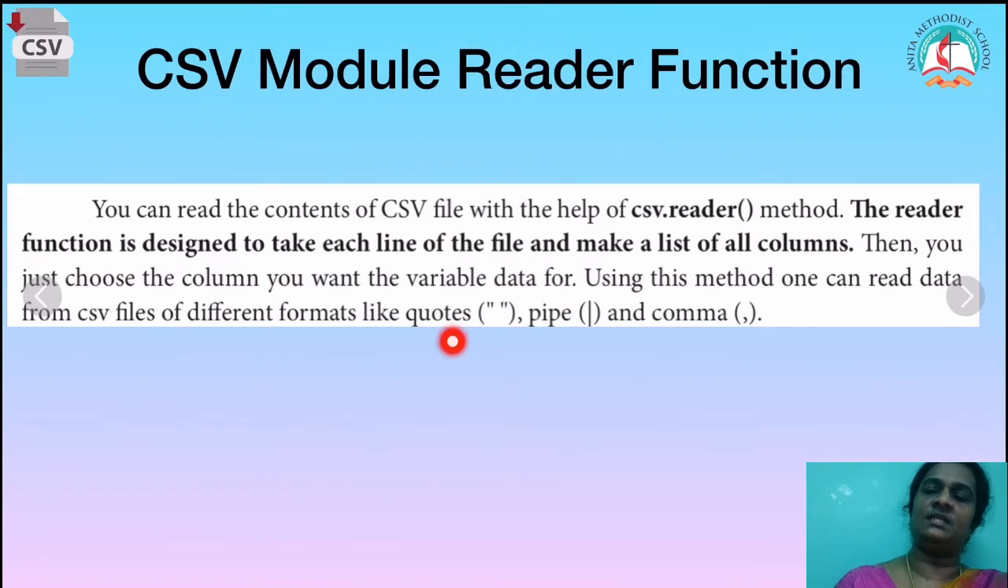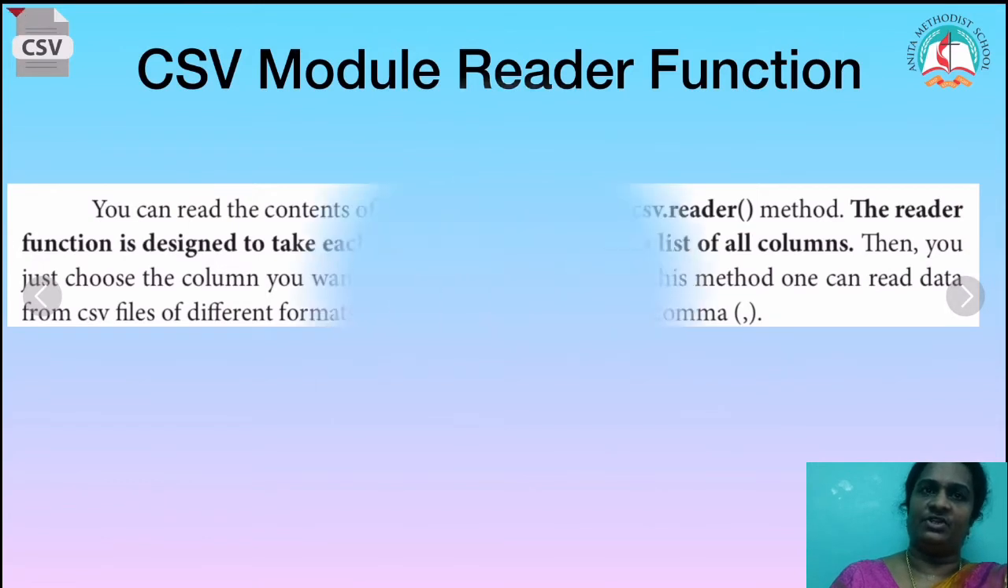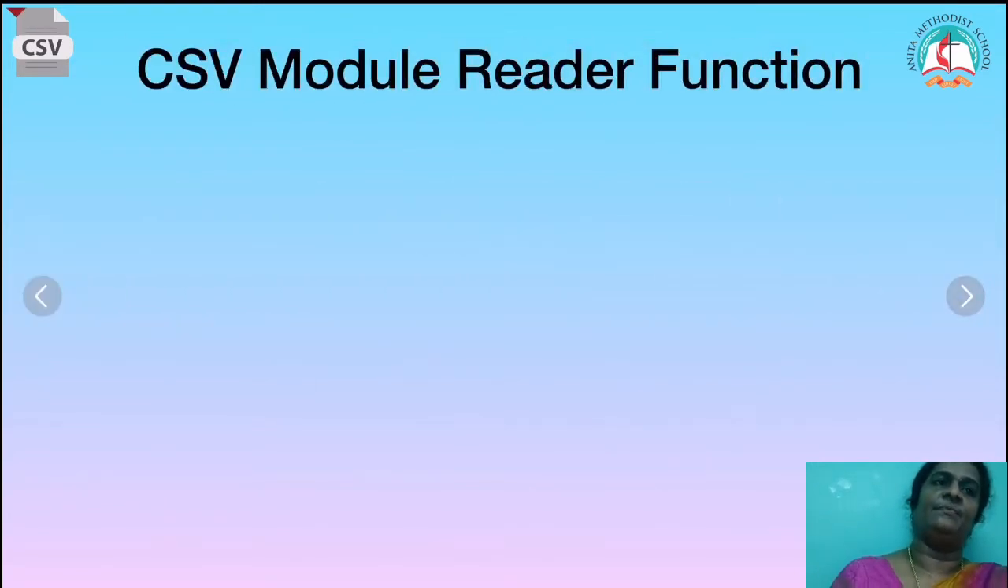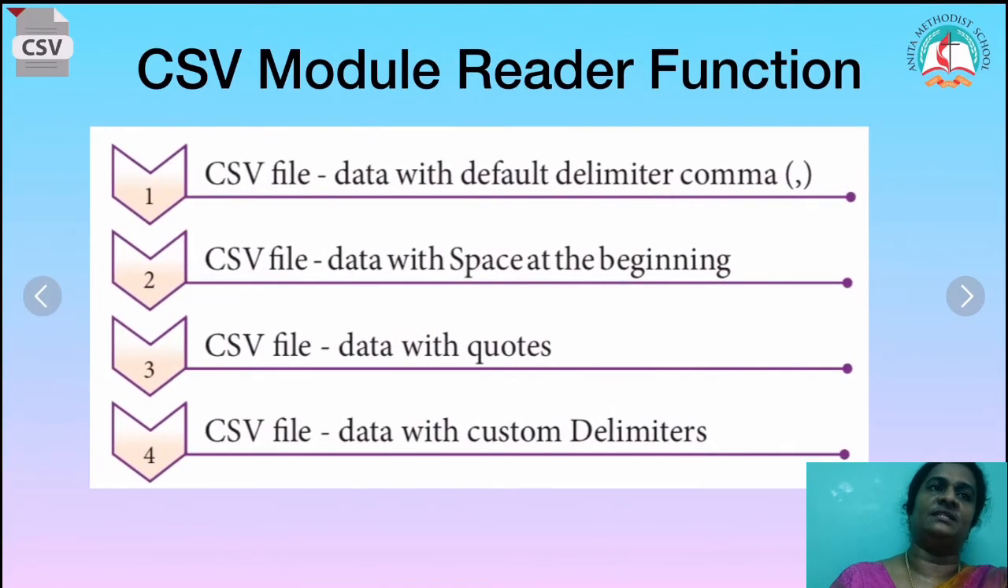And then if we give csv.reader, what happens? Automatically it reads the file. And we can also use different kinds of formats. See, it is a quotation mark, a pipe symbol, and then a comma. These are the three important formats that we can use while reading data. This is how the CSV module reader function works. Remember, it is csv.reader.